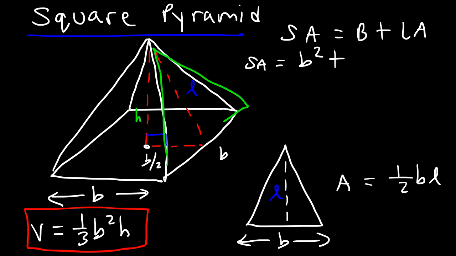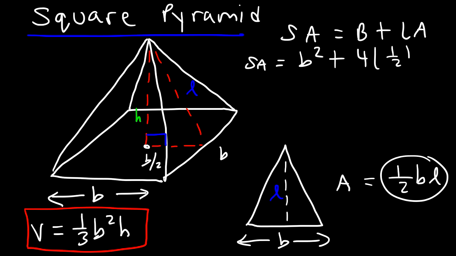So this is one of them. Here's the second one. That's the one in the front. Then we have the one on the left side. That's the third one. And then there's the one in the back, the fourth one. So the lateral area is going to be this times 4. So it's 4 times 1/2 BL. And 4 times a half, or 4 divided by 2, is 2.